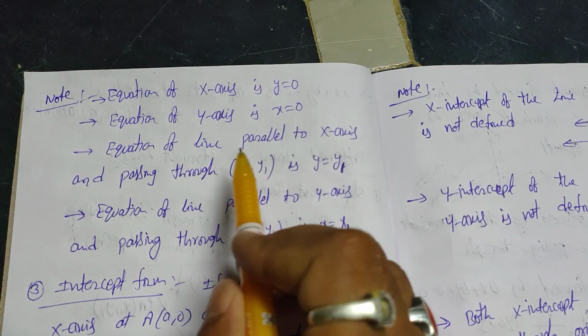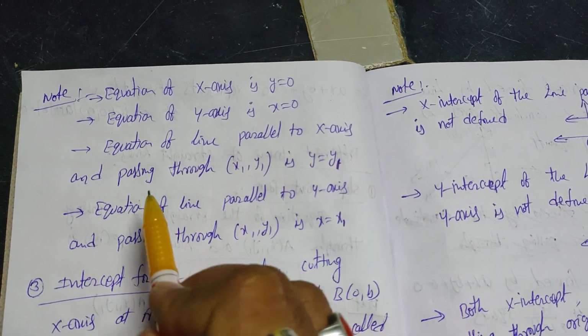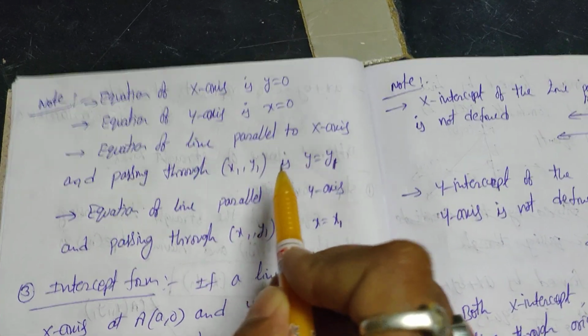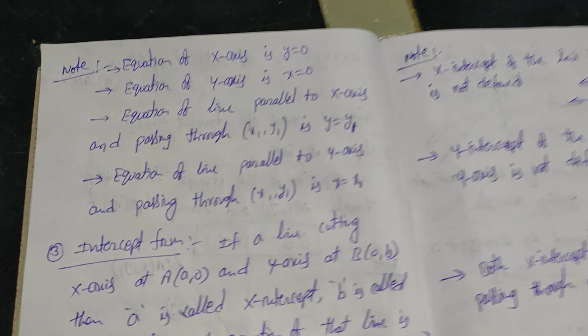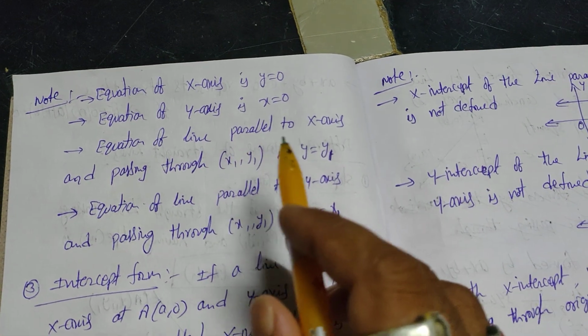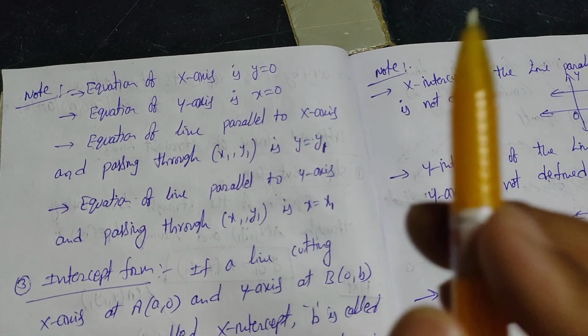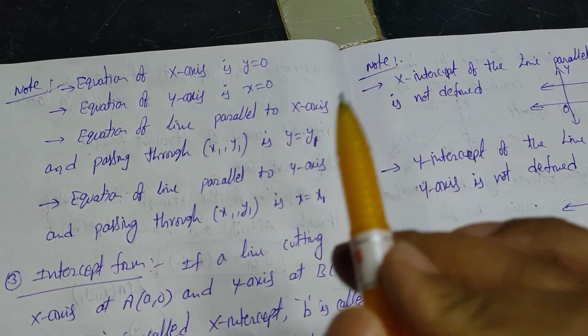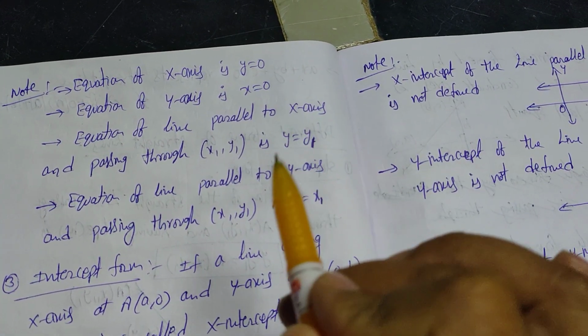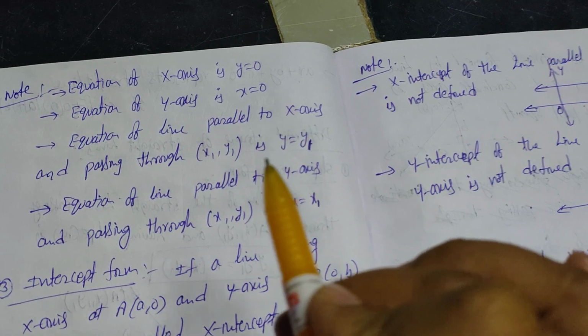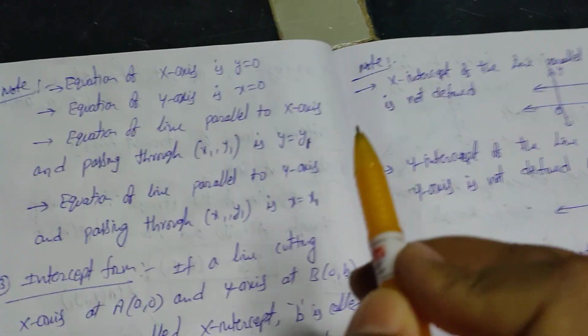Next, the equation of a line parallel to x-axis and passing through x1 comma y1 is y is equal to y1. Very important. Equation of the line parallel to x-axis: you just remember one thing. The equation of the line parallel to x-axis is always in the form of some y is equal to k.